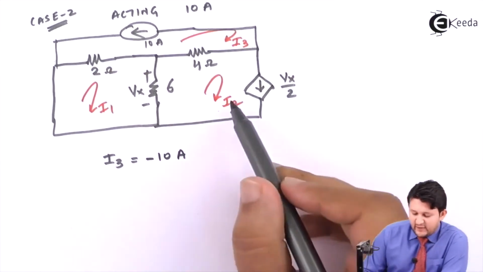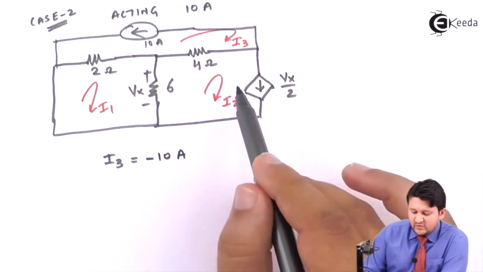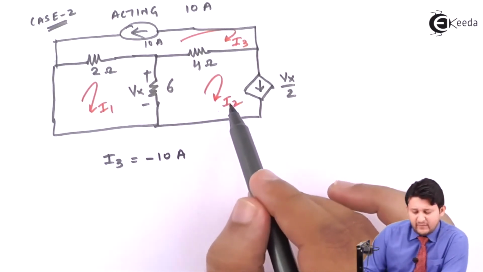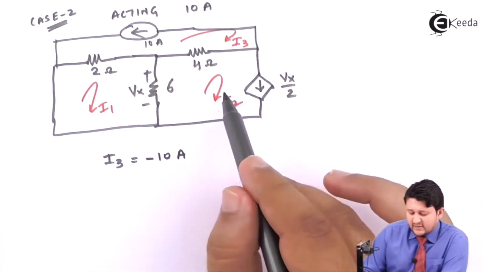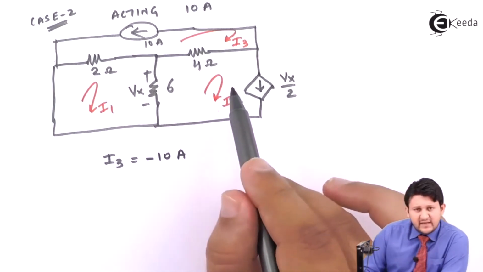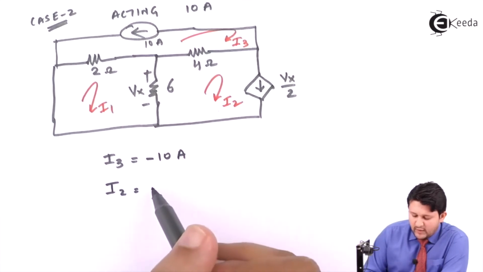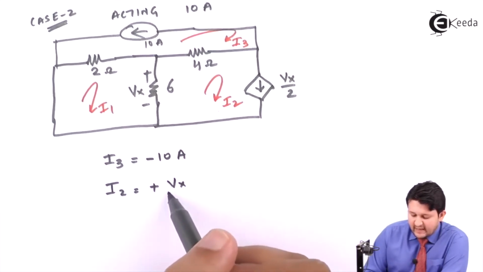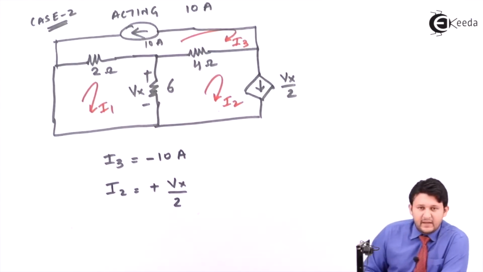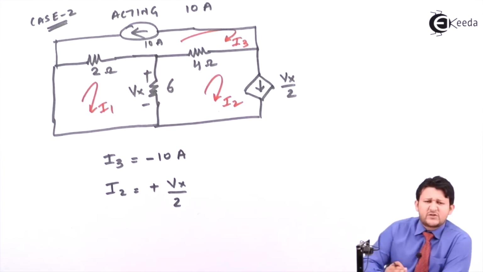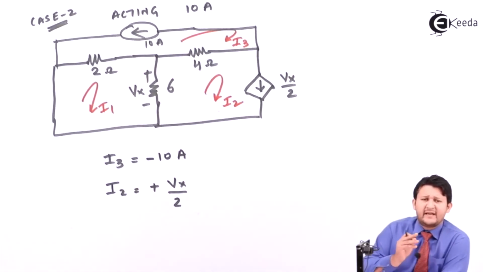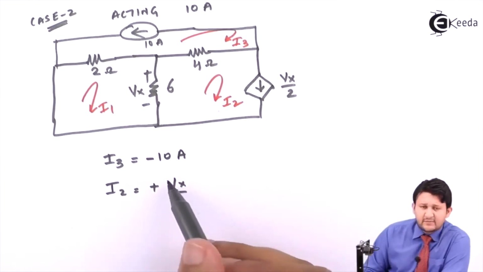So let's have a look at I2. Again, you have a current source in this, so you'll be getting the value for I2 directly. I2 and this current source direction are both the same, so I2 will be equal to plus Vx upon something. Since we know, when you apply KVL or put a new equation, the equation should be in terms of unknowns. When I say unknowns, I mean I1, I2 and I3. So put the value of Vx in terms of current.